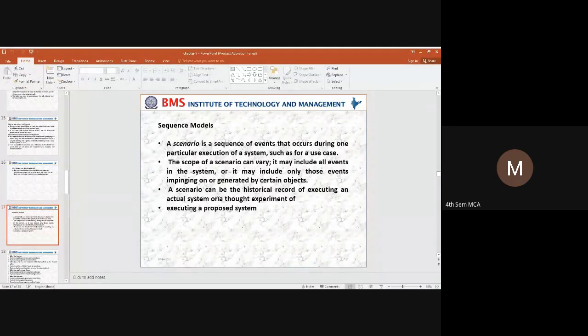So how do we define a scenario? A scenario is nothing but a sequence of events that occurs one after the other during the execution of a system for a particular use case. Say, for example, take a result announcement. First our schedule timetable will be displayed to the students. So students are going to prepare for an exam.